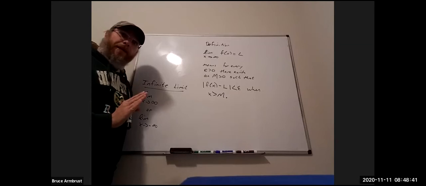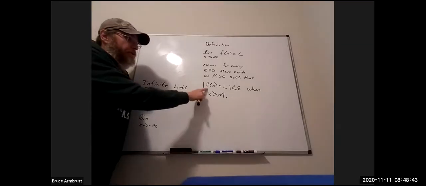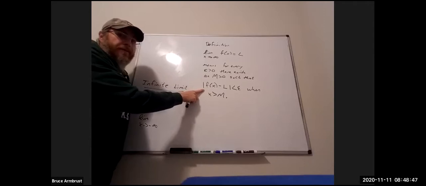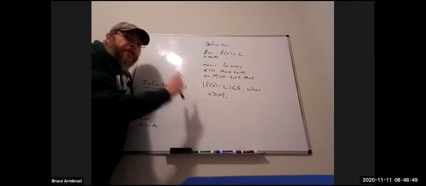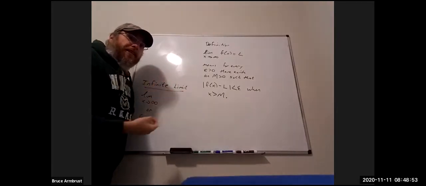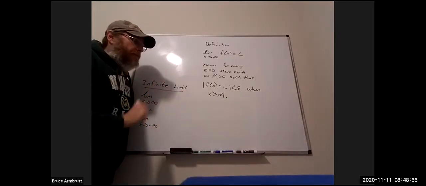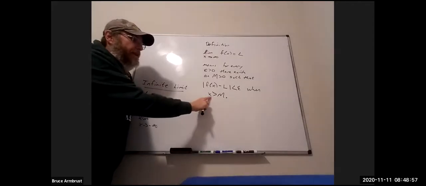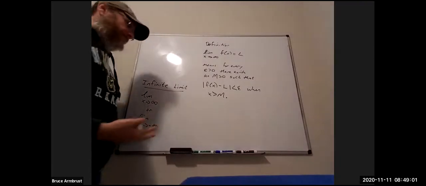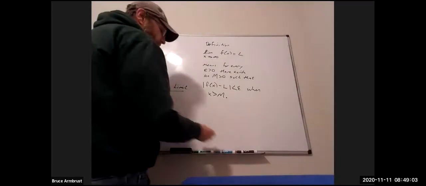Okay, well, the same thing's happening here. We're still creating a strip. This line where it says the absolute value of f of x minus L less than epsilon, that's creating that little strip. And our function has to be in that strip. But notice what this is saying is that it has to be in there once we get past some point M. So graphically, what's going on?